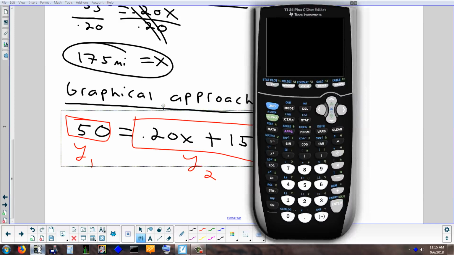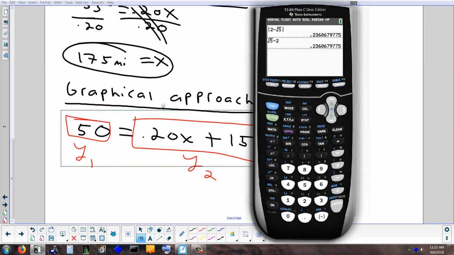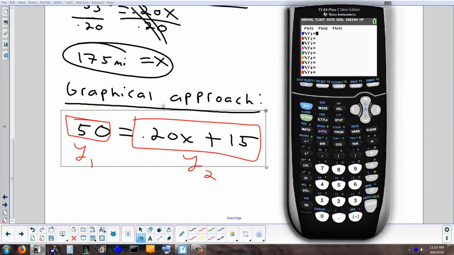All right, so first thing I've got to do is bring my calculator up, turn it on, go to y equals. It doesn't really matter which one you put where. I'm just suggesting to use y1 and y2. So I'm going to type 50 in y1. Hit the down arrow, 0.20 x, remember x is right below mode, plus 15, and now that's in y2. Any questions on getting that typed in?